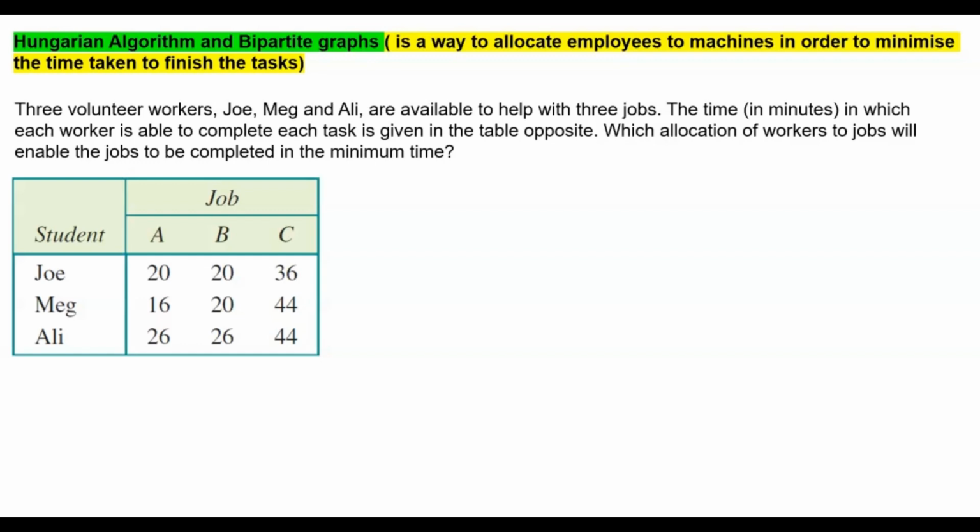All right, let's have a look at this example. Three volunteer workers, Joe, Meg, and Ali, are available to help with 3 jobs. The time in minutes in which each worker is able to complete each task is given in the table opposite. Which allocation of workers to jobs will enable the jobs to be completed in the minimum time? So we want to achieve the minimum possible time. In order to do so we need to make use of the Hungarian algorithm. And after that, we do a bipartite, and we'll have a look at how that's done.